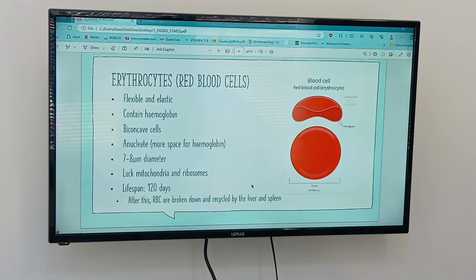After that, the RBCs break down and are recycled in the liver or spleen. So we can see ferritin in the spleen. Why? Because the RBCs are destroyed there, and all the ferritin will deposit over there.